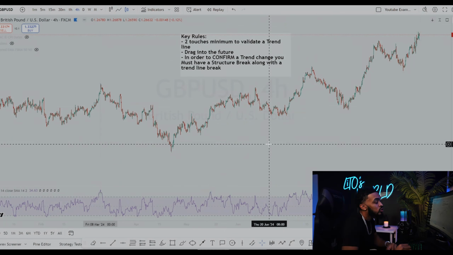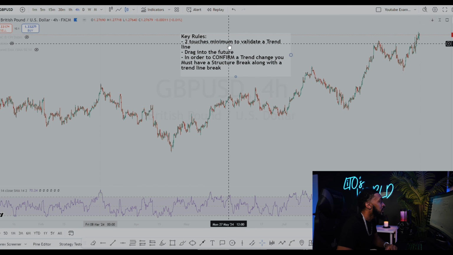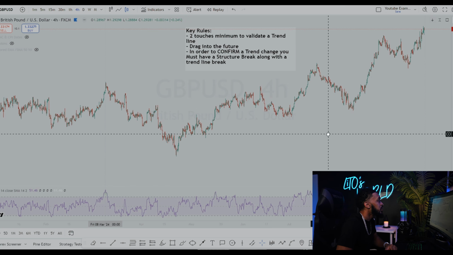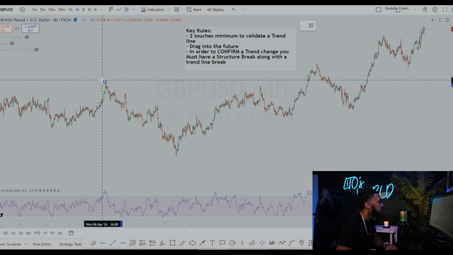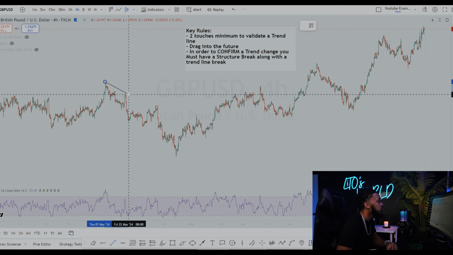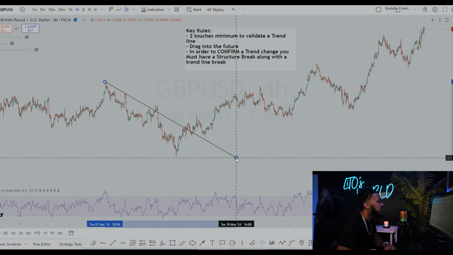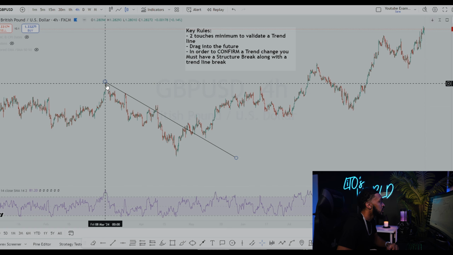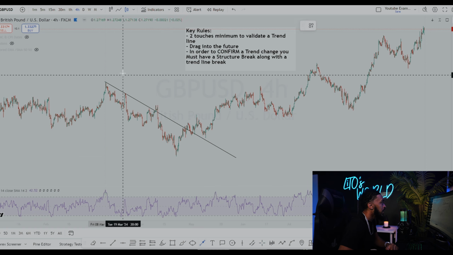Now, there are two key rules that you want to understand before utilizing this strategy. The key rules are you must have 2 touches minimum to validate a trend line. So here, we have GBP USD. If I draw a trend line, I want to draw 2 touches. So 1 touch, 2 touch, and then the next key rule is to drag this into the future. If I just stopped it right here, it wouldn't benefit me. But if I drag it into the future, now this does benefit me, right? So we have 1 touch, 2 touch, and we are illustrating that the market is in this overall downtrend.